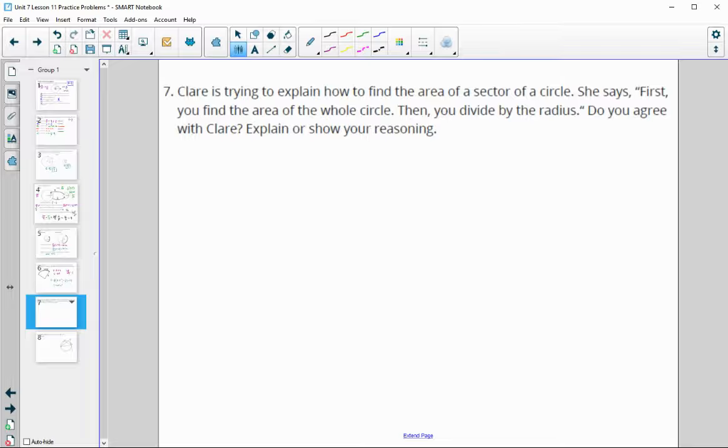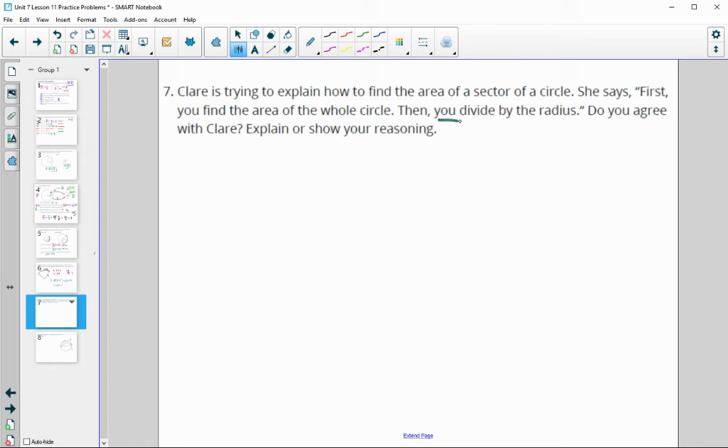Number 7, Claire is trying to explain how to find the area of the sector of a circle. She says, first you find the area of the whole circle, then you divide it by the radius. Do you agree with Claire? Explain or show your reasoning.